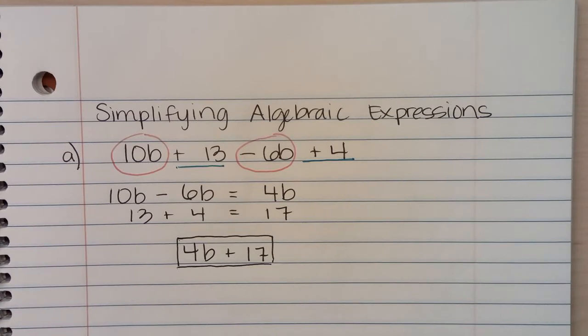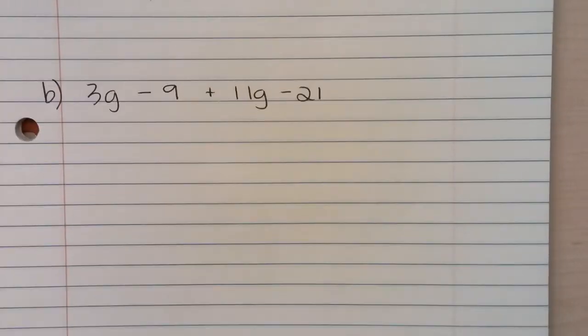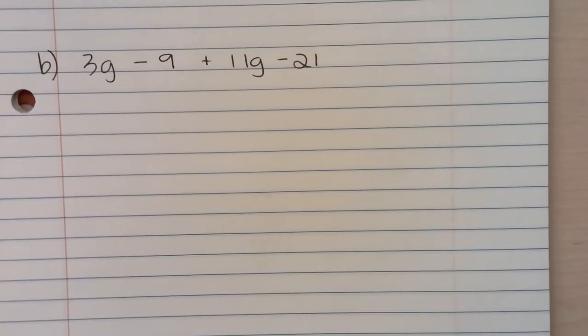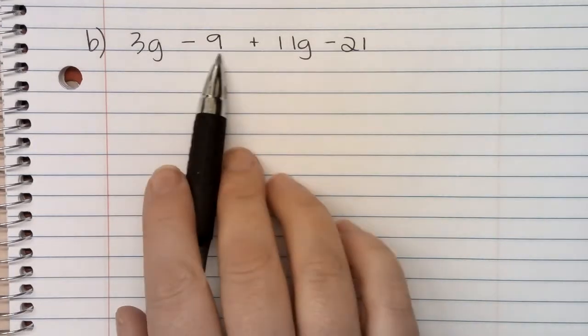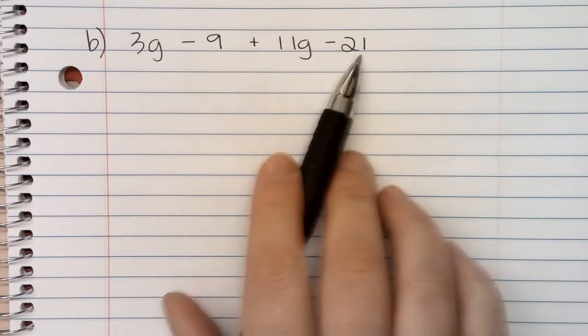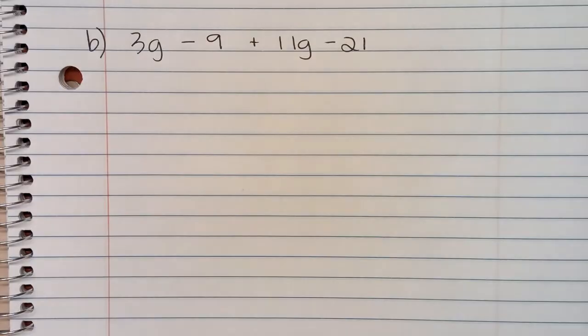All right, let's do another one. I have 3g. Let me straighten out my paper. There we go. 3g minus 9 plus 11g minus 21. Well, let's take a look. What can go together?